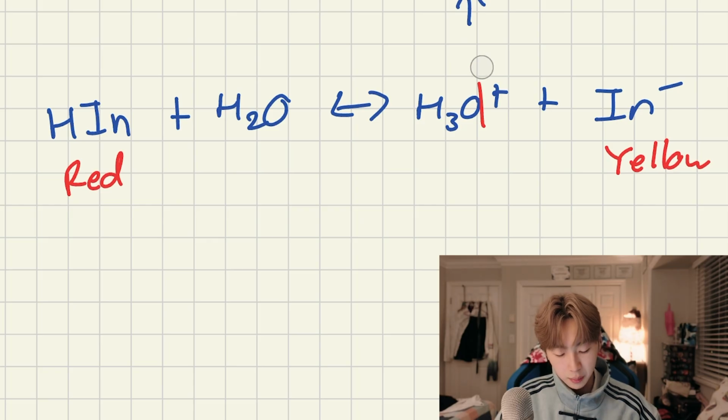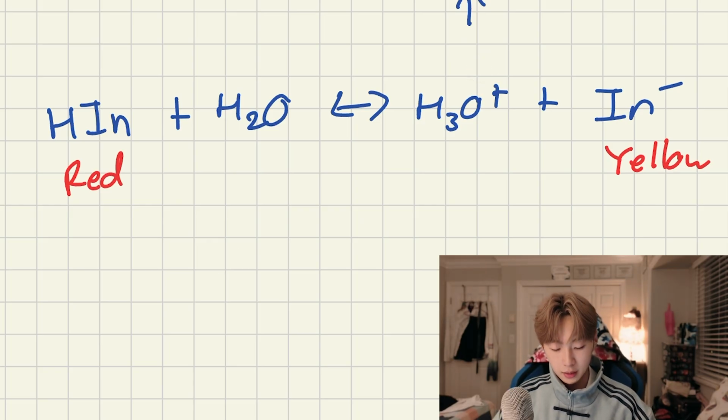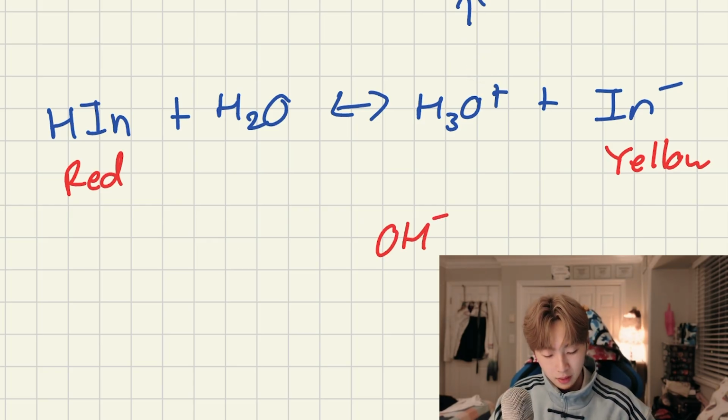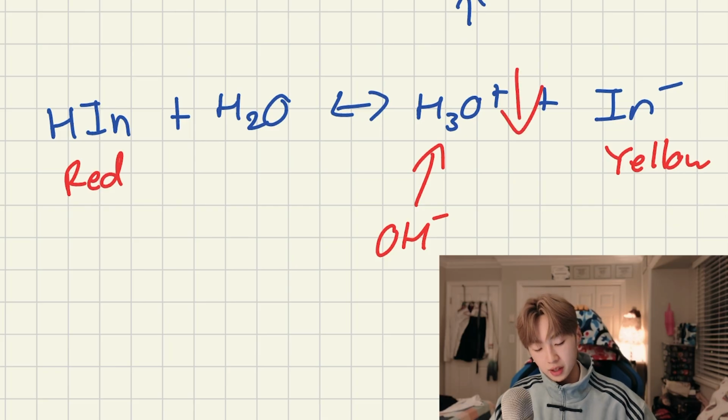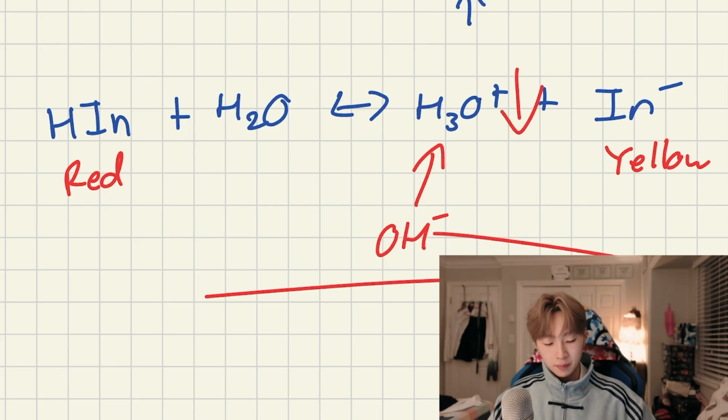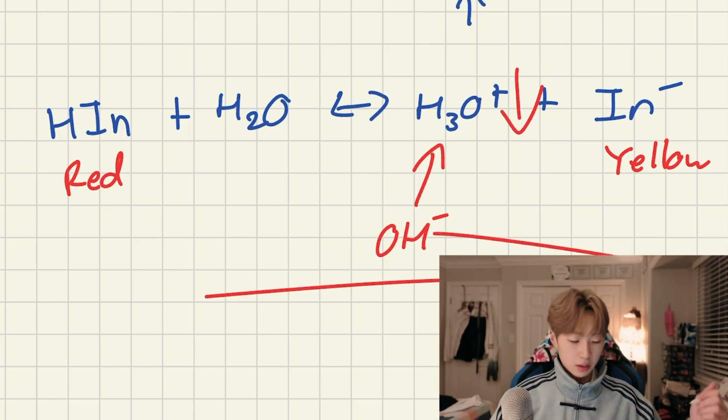If we add a basic solution, that means we're adding OH-, right? And our OH- is going to neutralize our H3O+. That means our H3O+ concentration goes down, and we have a shift to our right, and that means it will turn out to be yellow.